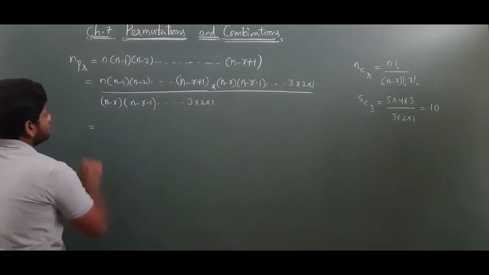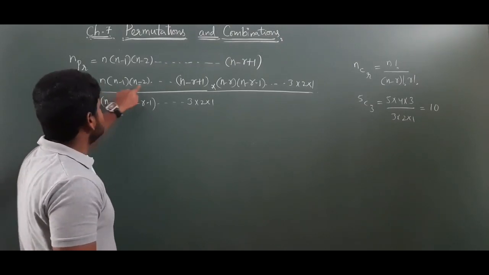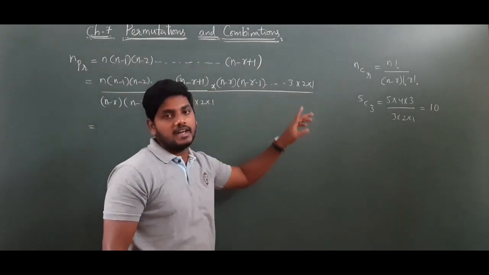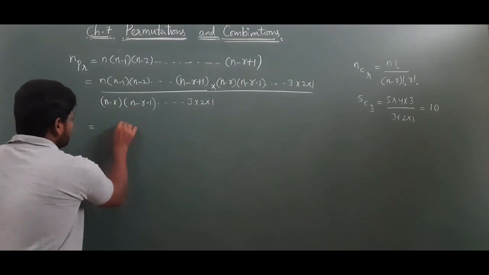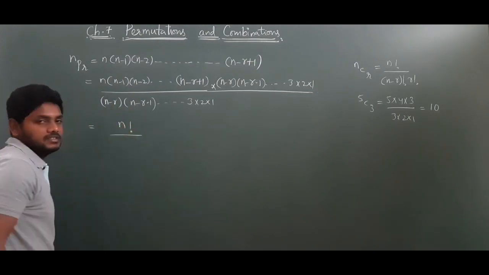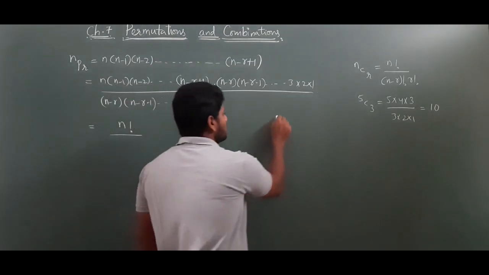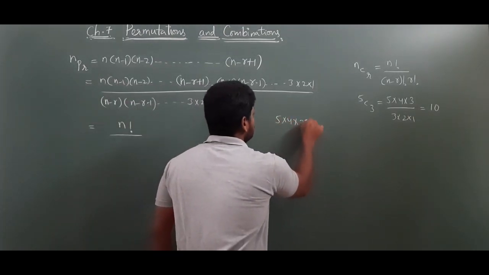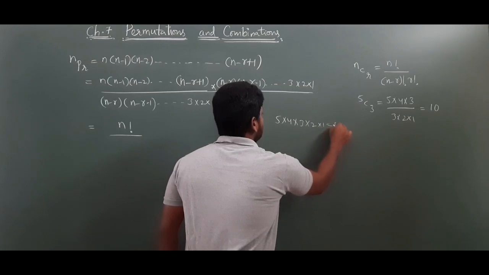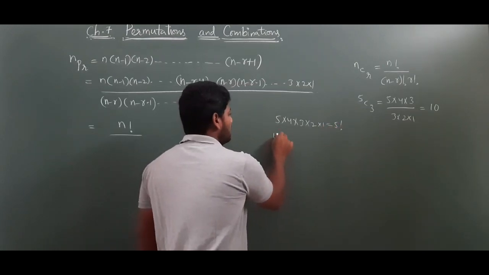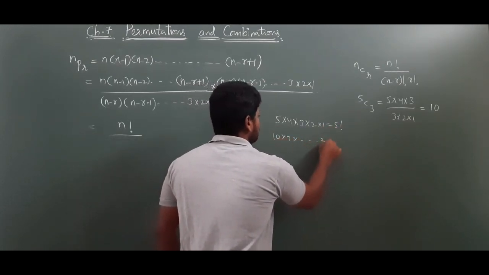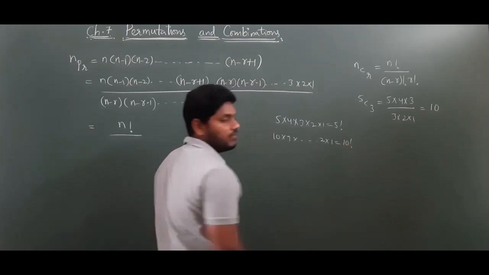Now if you observe, n is decreased up to 1. Then what can we write? n factorial. N decreased up to 1, so we can write n factorial. And again, for example, if 5 decreased up to 1, 5, 4, 3, 2, 1, what can we write? 5 factorial. If 10 decreased up to 1, 10 into 9, so on up to 2 into 1, we can write 10 factorial.